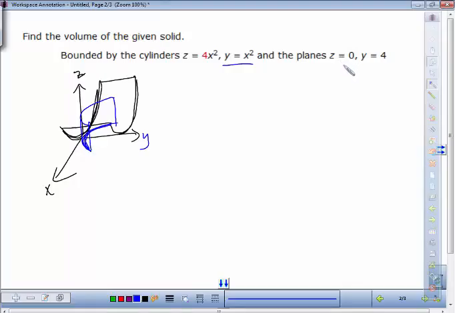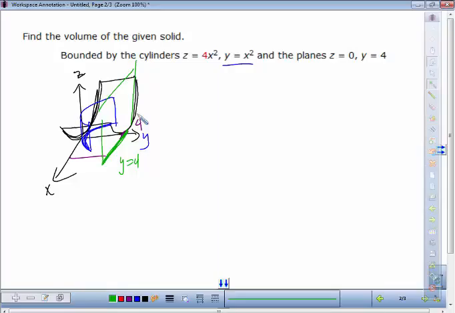And then the plane z is equal to 0. That one's easy. That's just the xy plane. And then y is equal to 4. This is 4. Do this in green. All right, that's a little messy. Well, let's see if we can work it out.